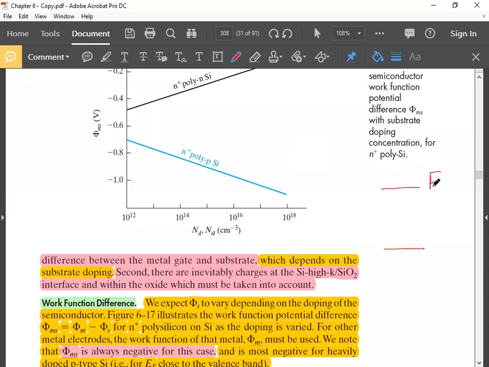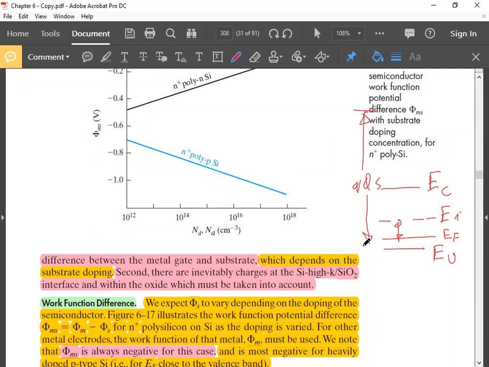P-type silicon, right? EC, EV. This is Ei. This is EF. So if you increase doping, what will happen to this? It will go down. This gap Ei minus EF will increase. So somewhere here is my oxide conduction band. This gap is q phi s, right? So what will happen to phi s? Phi s will increase.